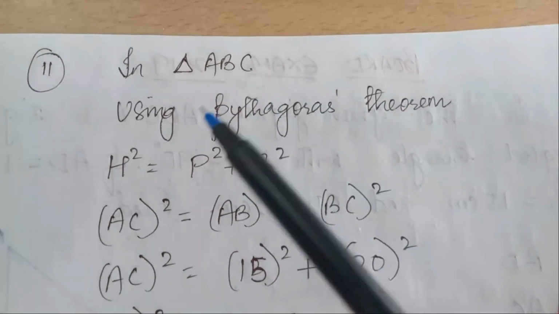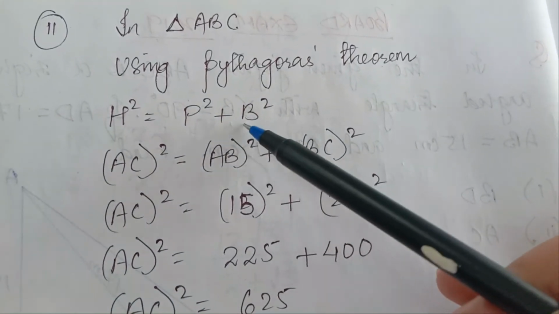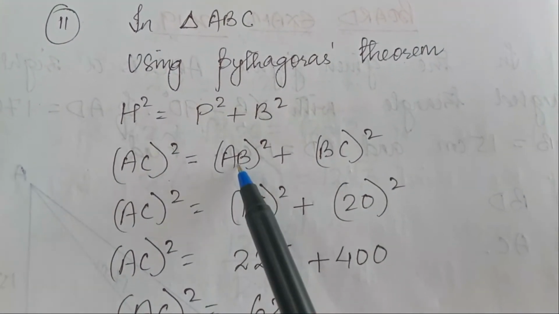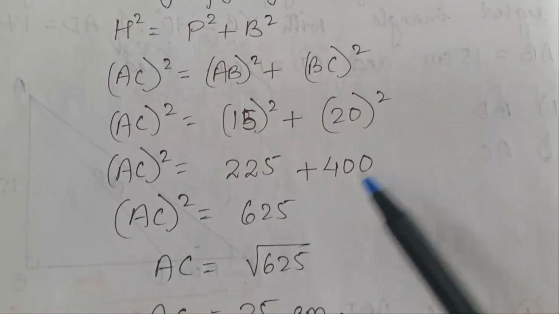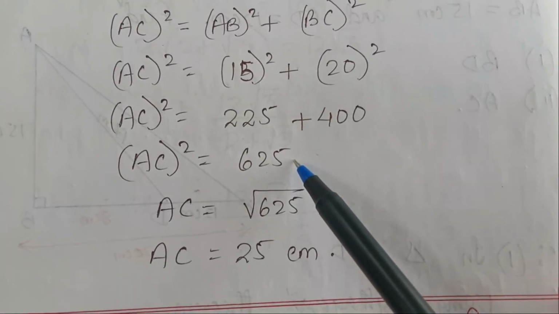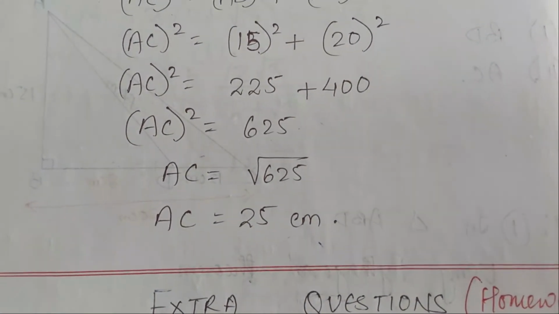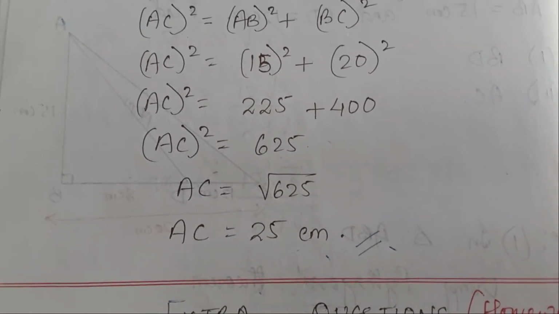So in triangle ABC, using the Pythagoras theorem, hypotenuse square is perpendicular square plus base square. So hypotenuse is AC, perpendicular is AB and base is BC. Just put the value of AB and BC. On simplifying you'll get 625. Now the square root of 625 is 25 centimeter. This is your last question. I will send you some extra questions to solve.